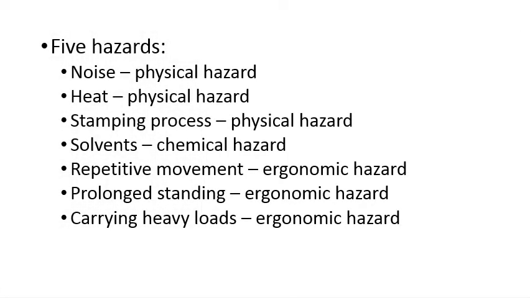In this video clip, you can identify 3 main types of hazards, namely physical hazard, chemical hazard, and ergonomic hazard. The most obvious physical hazard is noise. You can also see a lot of wall fans in this factory, and hence you can predict that the temperature in this factory is warm, or hot.